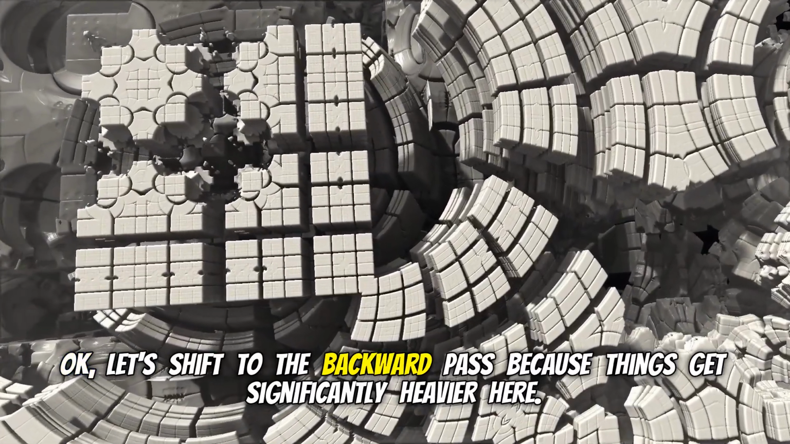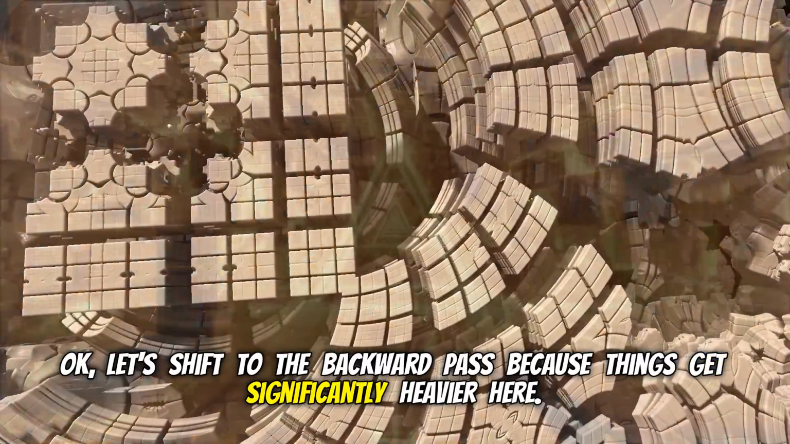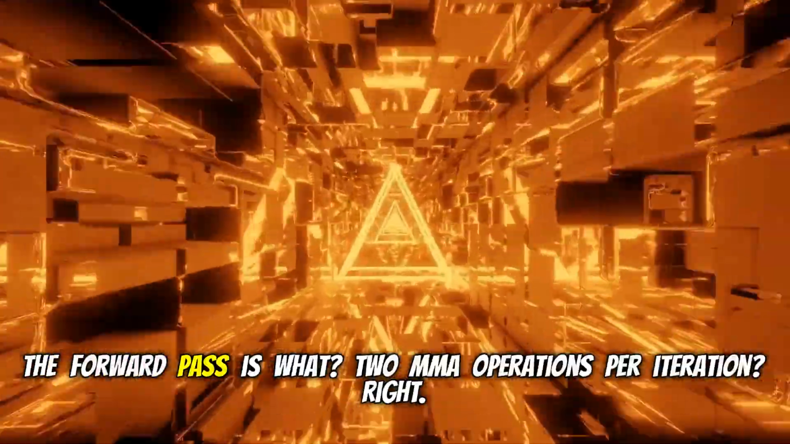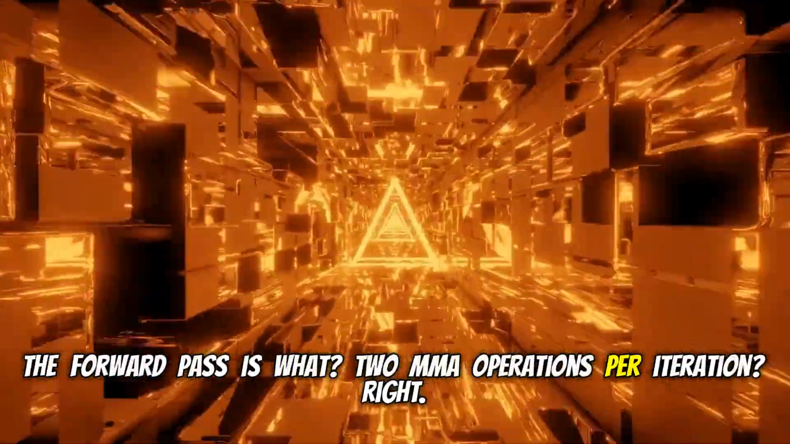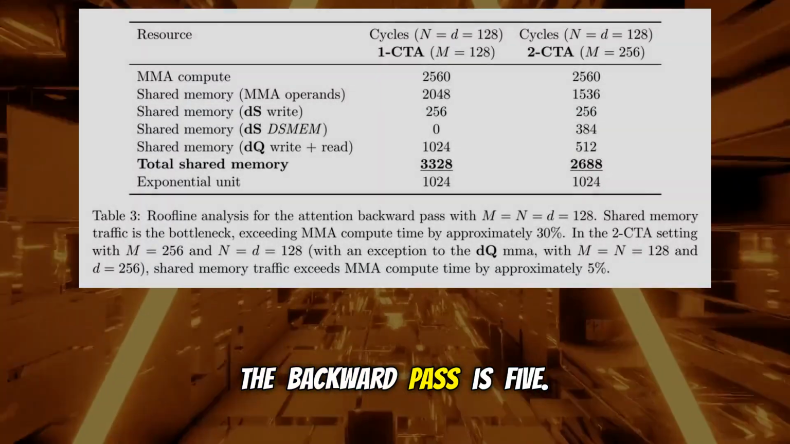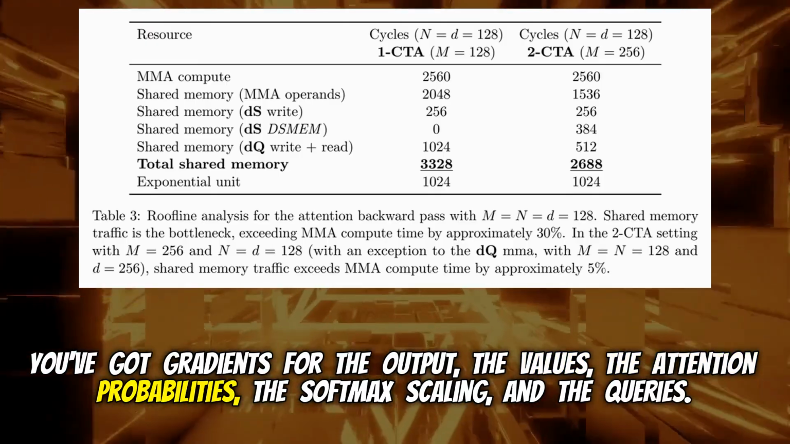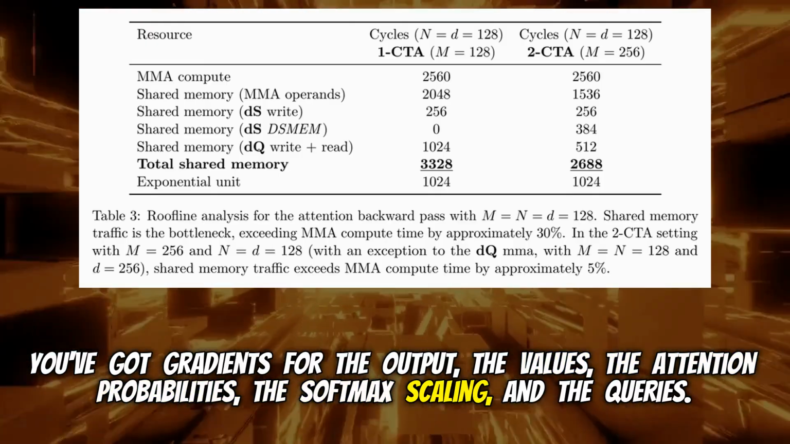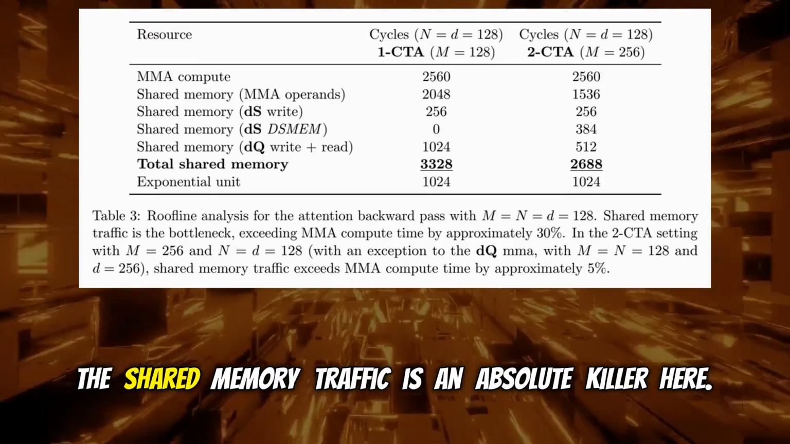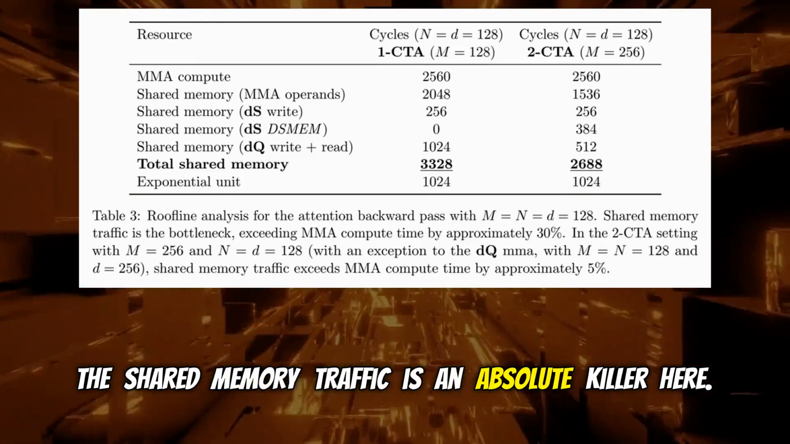Okay, let's shift to the backward pass because things get significantly heavier here. The forward pass is, what, 2 MMA operations per iteration? Right. But the backward pass is 5. You've got gradients for the output, the values, the attention probabilities, the softmax scaling, and the queries. The shared memory traffic is an absolute killer here.